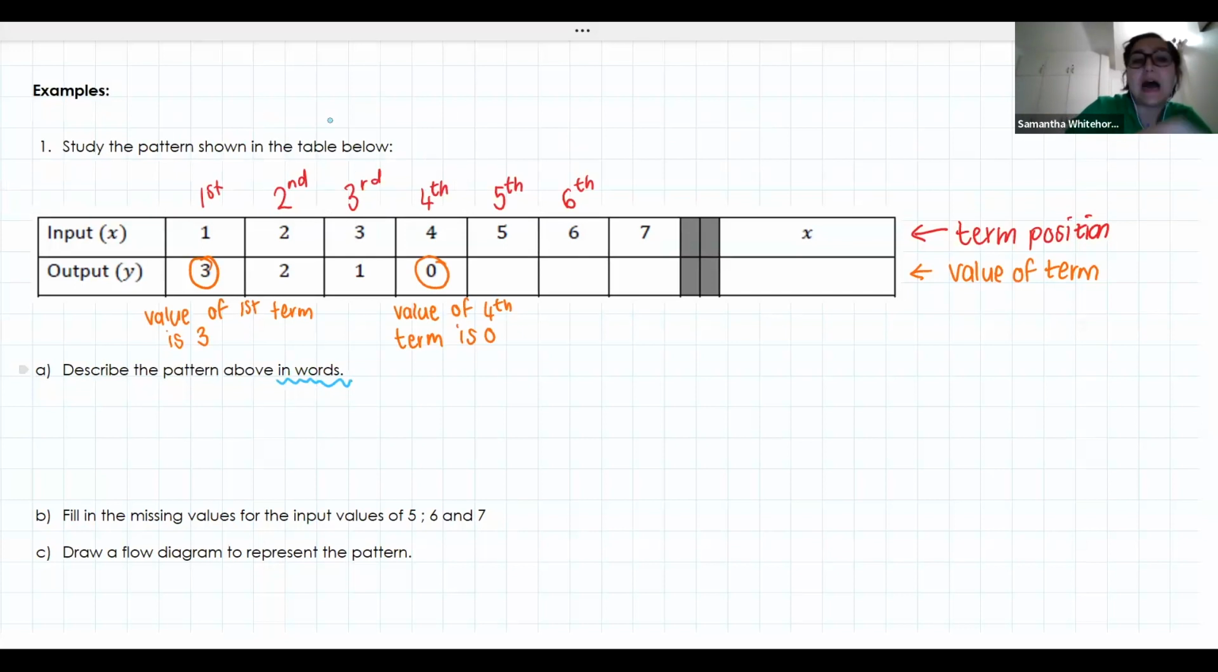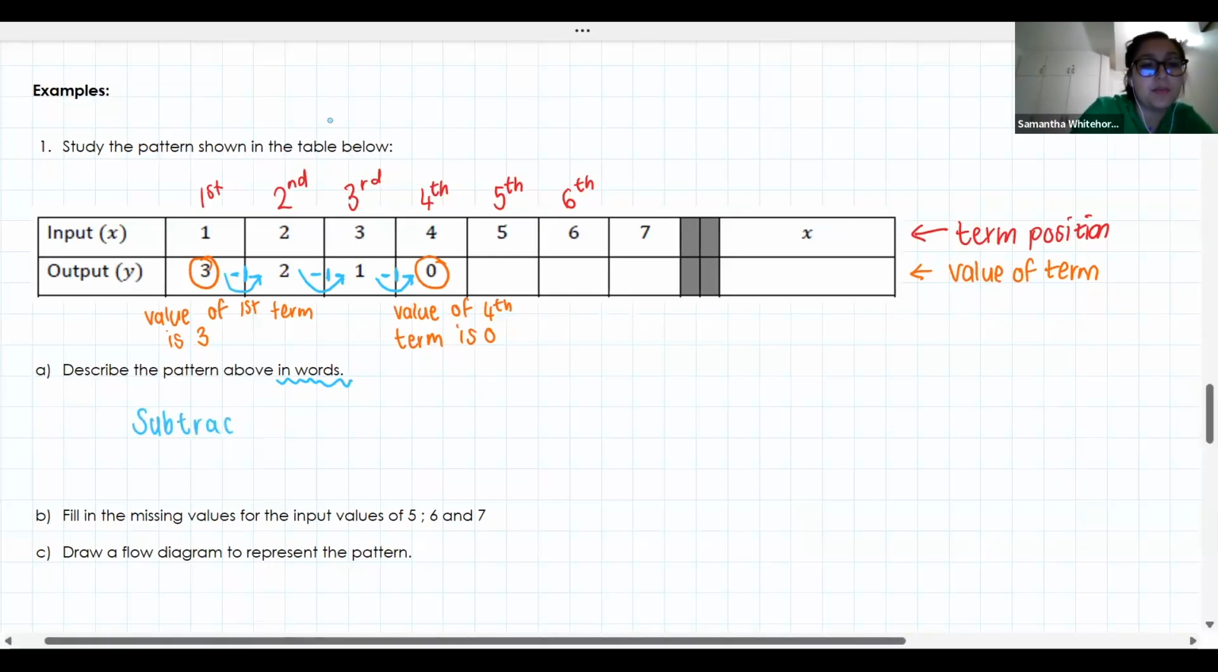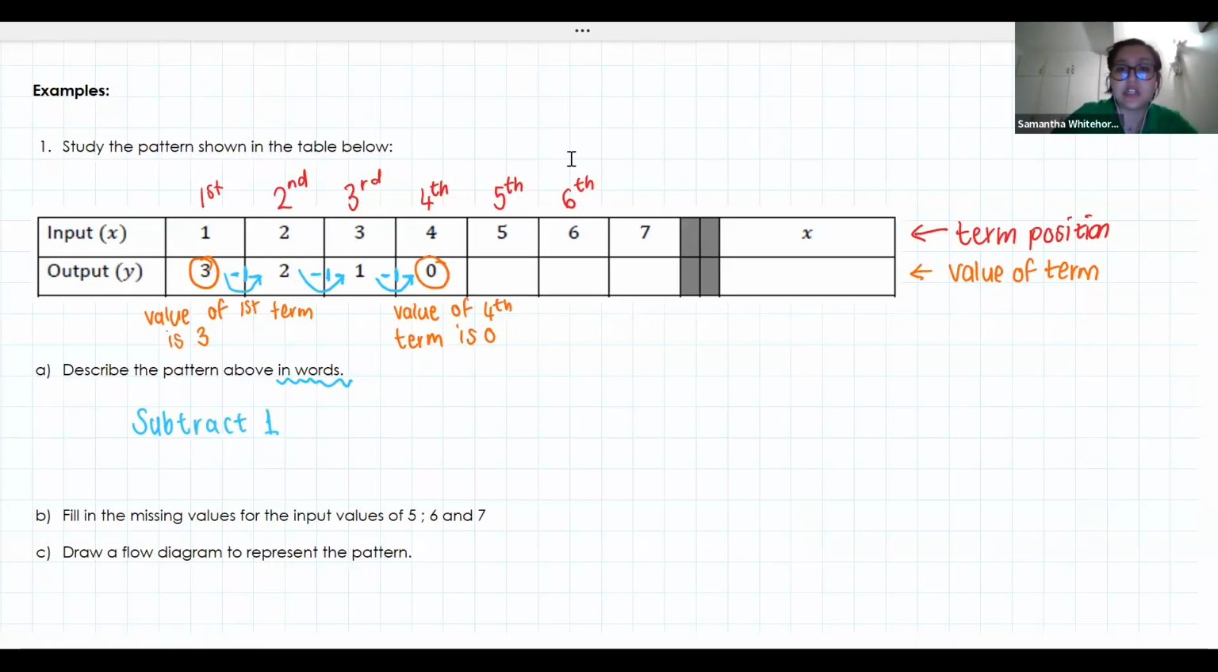So we need to figure out, how am I getting from 3 to 2 and then from 2 to 1? What is the pattern in my outputs? If I have a look at this, from 3 to 2, I subtract 1. From 2 to 1, I subtract 1. From 1 to 0, I subtract 1. So my pattern is that we subtract 1 from the previous term to get my next term. So we're subtracting 1 each time. All right, so when we're describing in words, remember we want to essentially describe what we're doing from one output to the next so that our pattern continues.